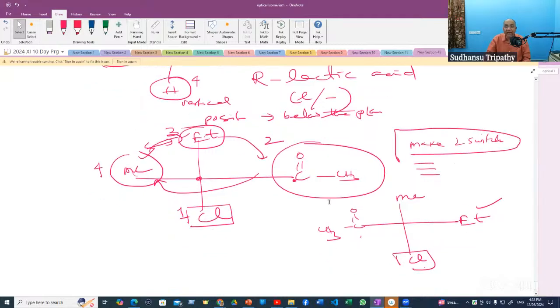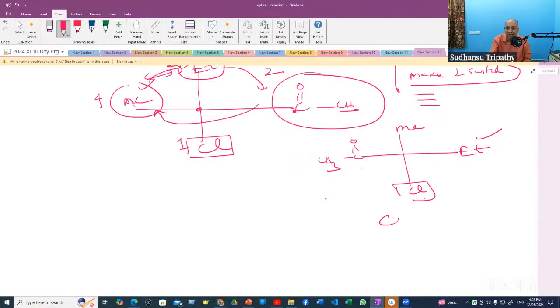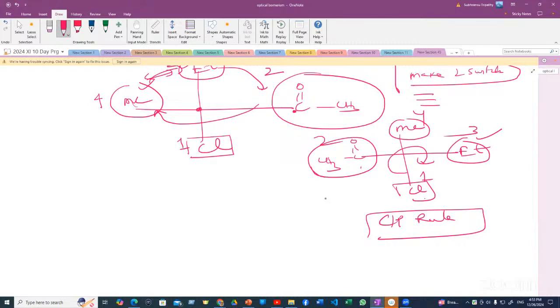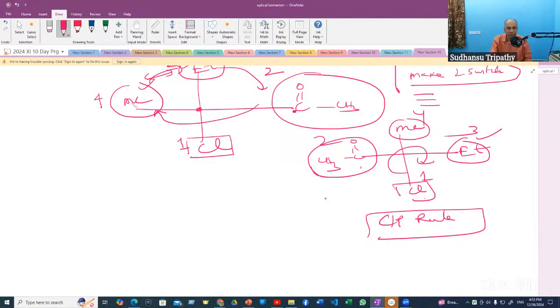Then apply the normal CIP rule. Look at 1, look at 2, look at 3. Forget about 4. So look at 1, look at 2, then look at 3. How does your eye move? Clockwise. So what configuration is this? Sir, R. R, because this is a normal CIP rule.